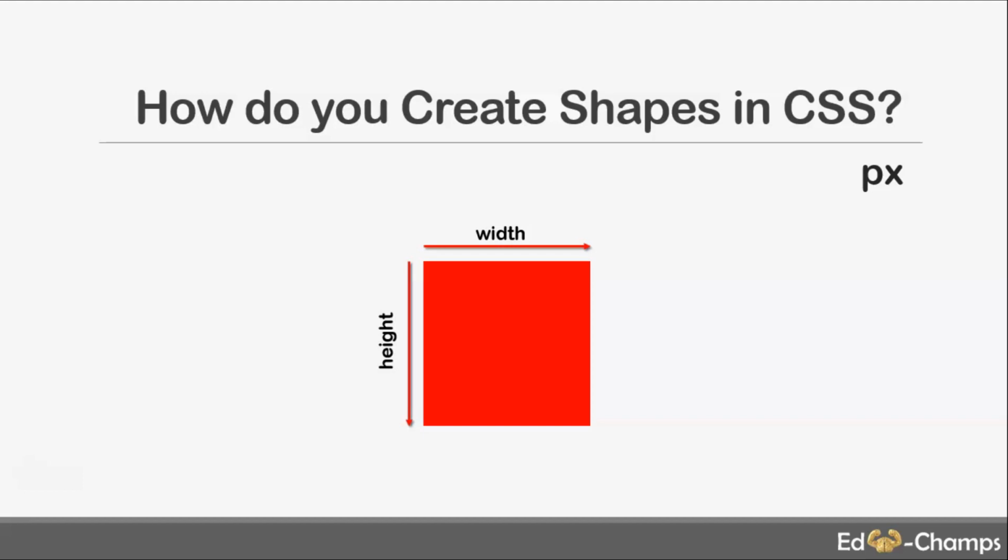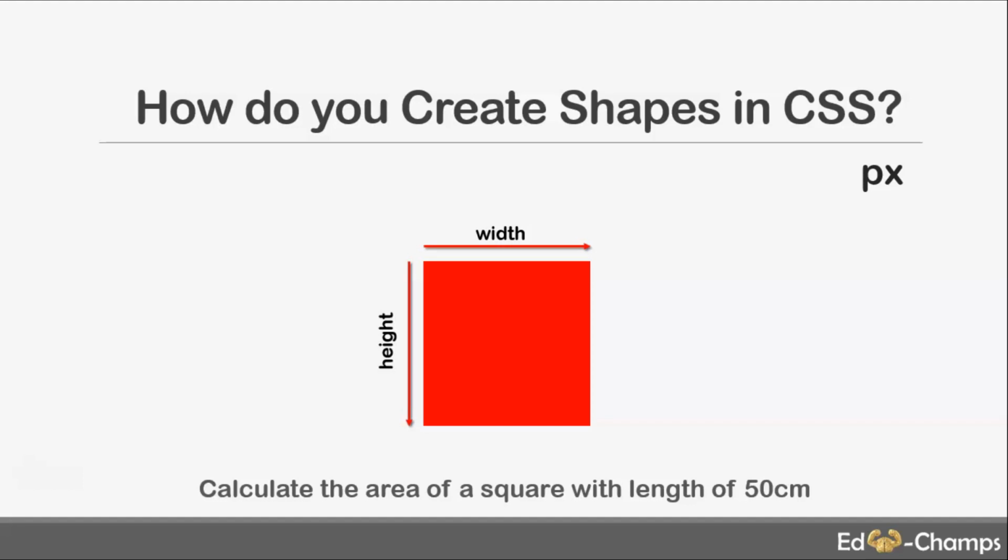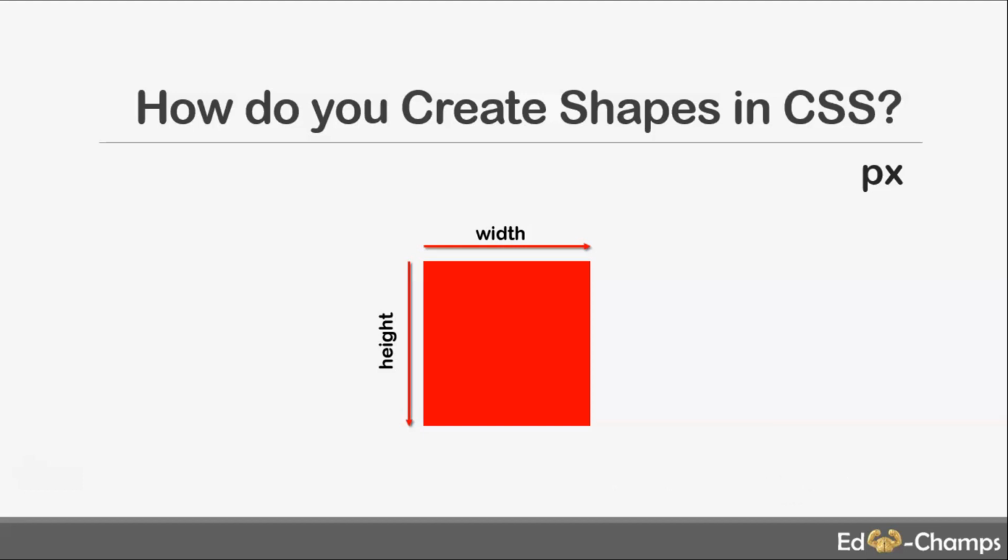Try to remember your secondary school mathematics, when the mathematics teacher would ask you to calculate the area of a square with length of 50 cm, and you will be like, oh, easy peasy. Since they've given us the length and the breadth is obviously the same because a square has equal sides, you will just multiply 50 by 50 and then you've gotten your answer, 2,500 centimeters squared. It's same as what we do when creating a square in CSS.